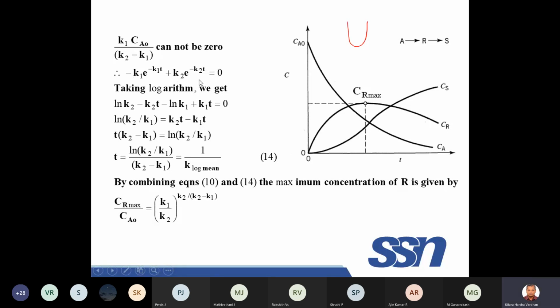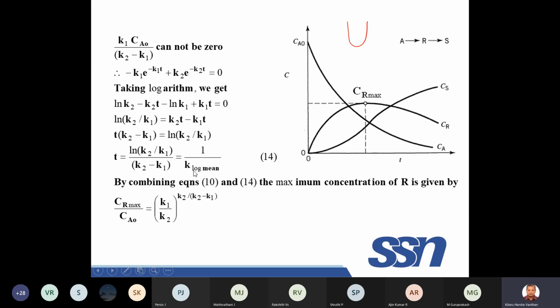So if you take the log of this equation, log of A into B is log A plus log B. Here also log A plus log B. Taking the logarithm, what will happen? ln K2 minus K2T, because the log of e power something gives only the upper part. Then this is ln K2 minus ln K1. Minus, ln A minus ln B, is ln A by B. So K2T minus K1T. If you do that, you get T as ln K2 by K1 divided by K2 minus K1. What is this?